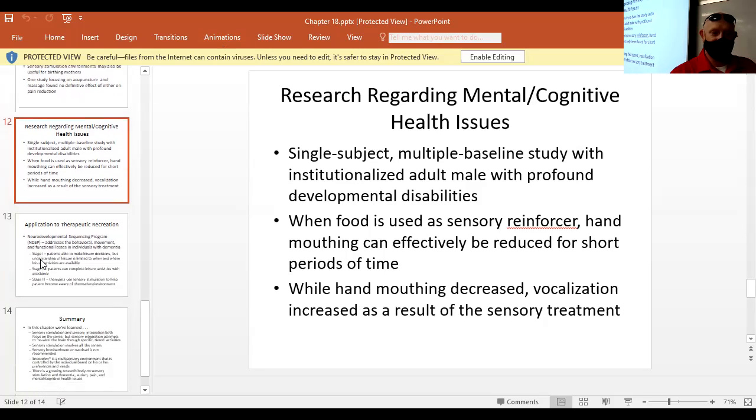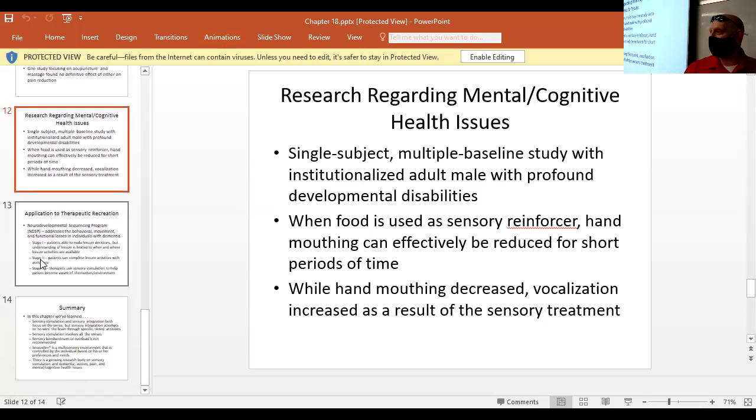Long story short, it's better because you don't want them walking around with their hands in their mouth when they're a 30 or 40-year-old adult with developmental disabilities. For all the reasons I said, it's gross. Think about our environment these days. We're all walking around with masks and hand sanitizing all the time. Do we want our clients with their hands in their mouth and taking them out in public places? Absolutely not. So you want to try to find ways to cut down on that.